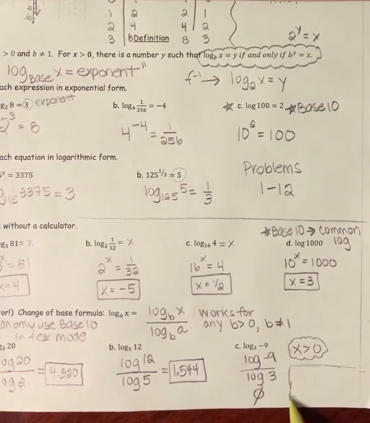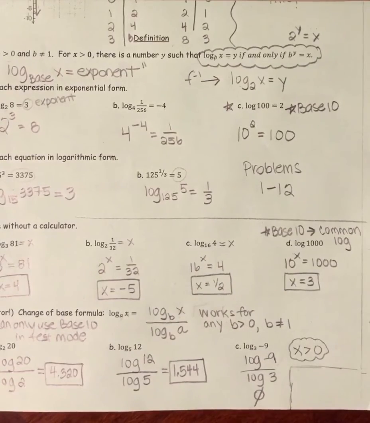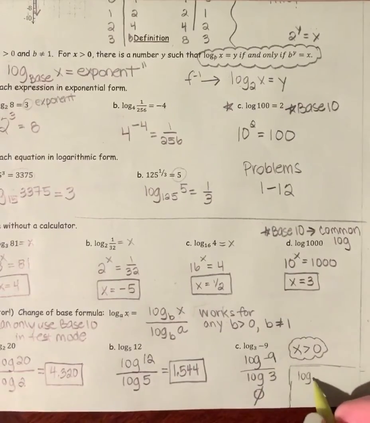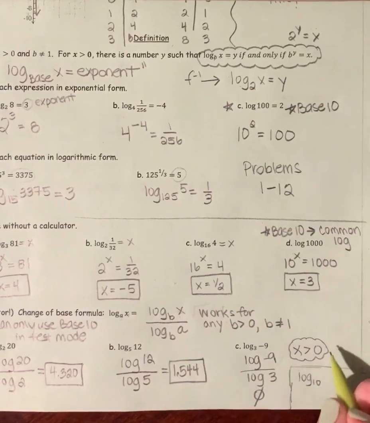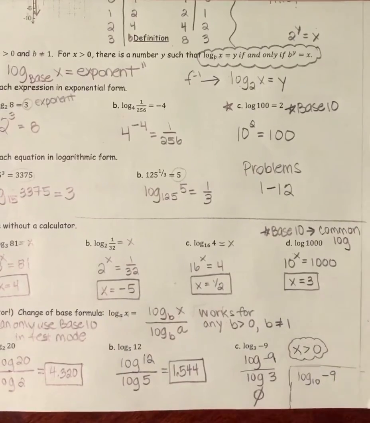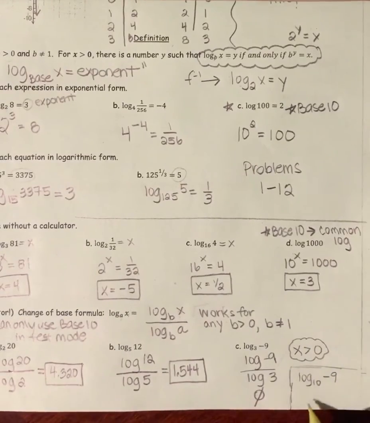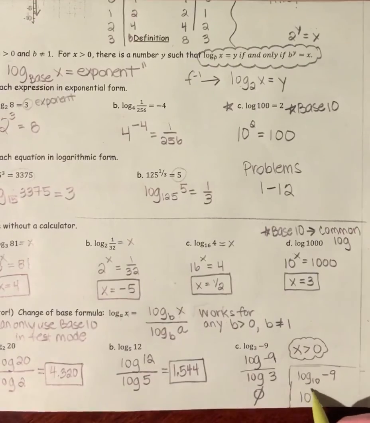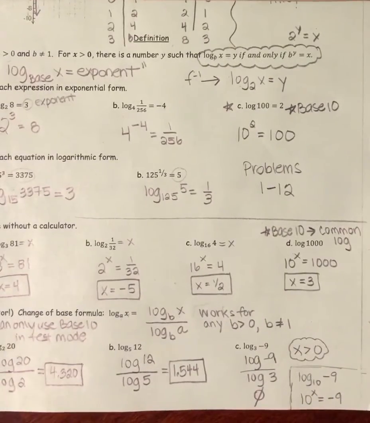And just as a side note, if you think about what it means, if I had, for example, the log base 10 of -9, that means that I'm taking 10 and raising it to some power, and I'm going to get a negative, which isn't going to happen. In this case, if I took 3 and raised it to a power, I would never get a negative number, so that's why this does not work.